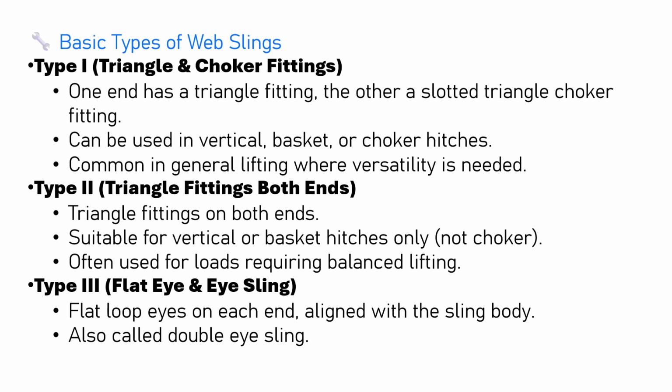Type 3: flat eye and eye sling. Flat loops with an eye on each end aligned with the sling body, also called double eye sling. This double eye sling is also used by most of the industries. I saw it in my previous experience also. Once I slide the images, you have to understand which type is which under those three types.